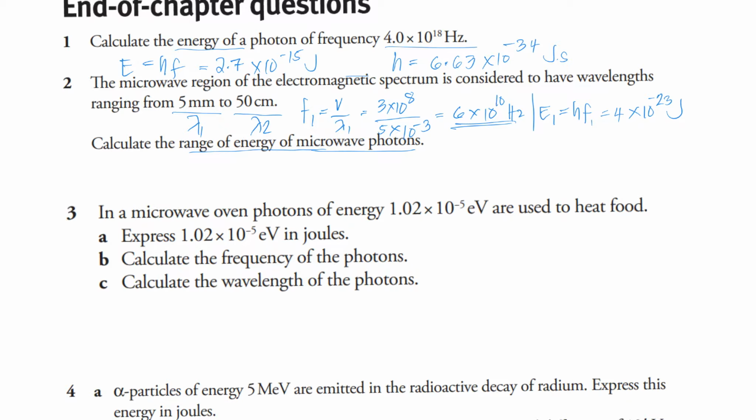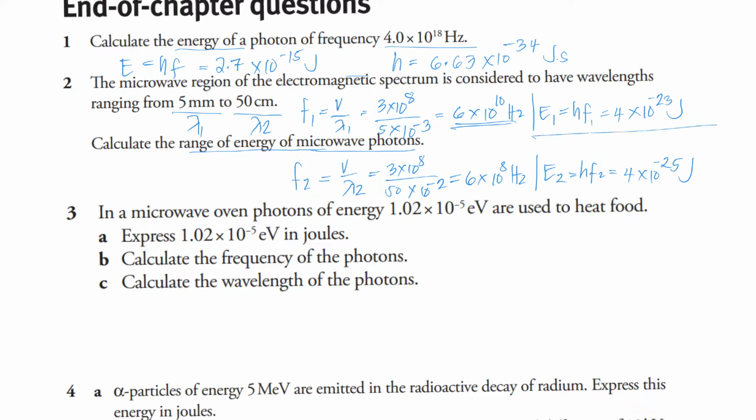Let's go to f2. f2 using lambda 2 will be velocity over lambda 2. That's 3 times 10 to the 8 divided by lambda 2, which is 50 times 10 to the minus 2, it is centi. It will give us around 6 times 10 to the 8 hertz. It's a bit lower frequency. So we can calculate your E2. E2 will be h f2. The answer will be around 4 times 10 to the minus 25. There you go. You have a range of energies. So you have two energies here, this one and this one.